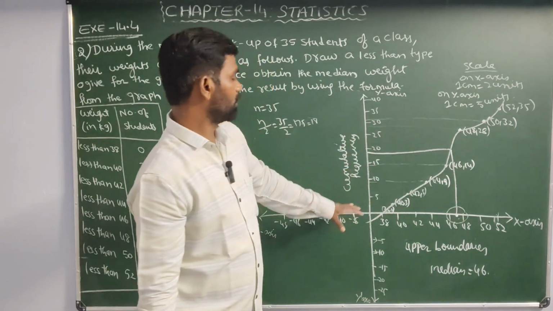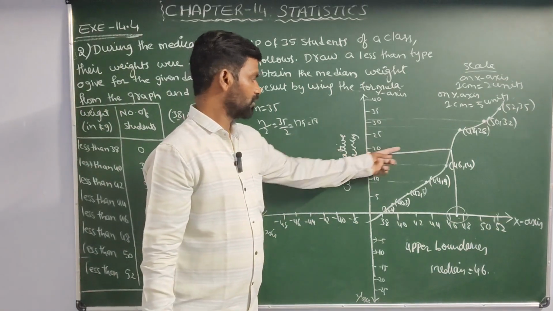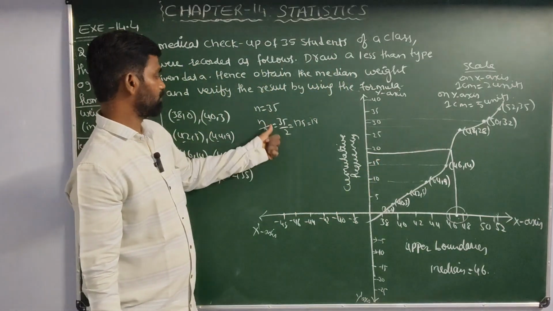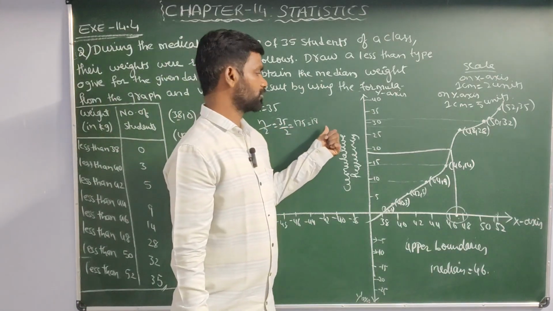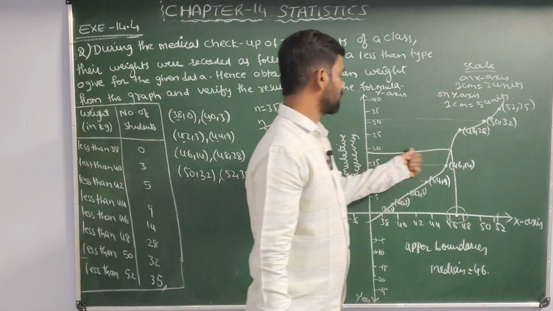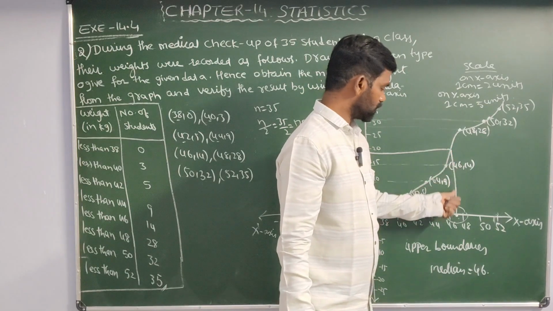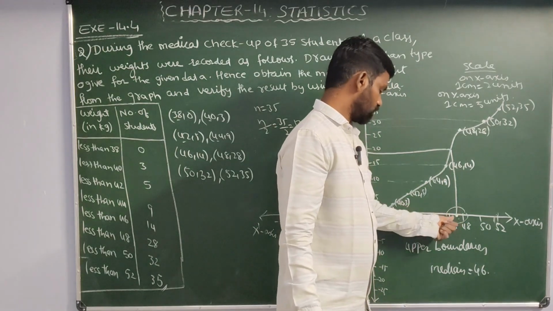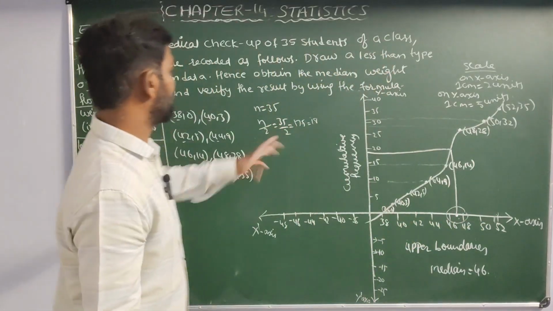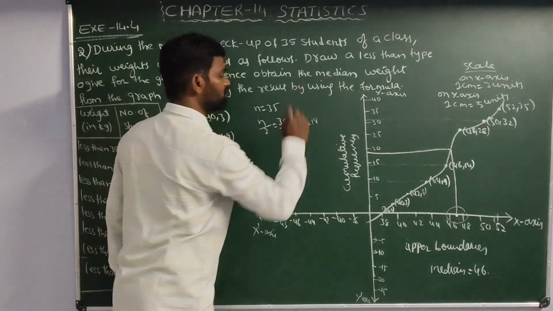You have to draw like this, plot the points, and draw a line from 18. We got n is equal to 35, n by 2 is equal to 17.5. So approximately, 17.5 we can take as a round figure 18. Take a scale and draw a line from the y-axis. The graph is intersecting at this point. From this point you draw a line to the x-axis. Whatever the value is here, that is the median. Okay. So the second question also we have completed. Next, verify the result by using the formula.